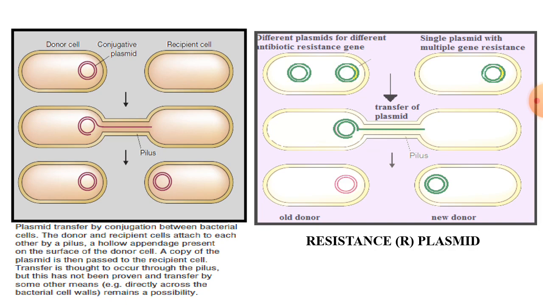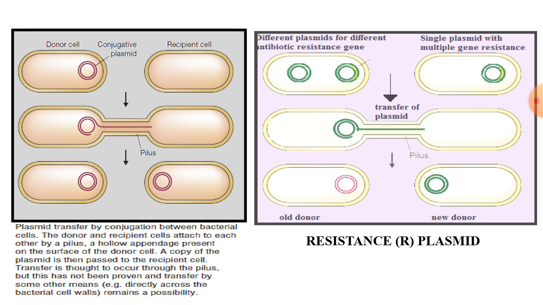The next type of plasmid is the resistance plasmid. Resistance plasmid is a very important plasmid in the field of genetic engineering, as this is the plasmid in which natural antibiotic resistance genes are seen. Many plasmids may be present in a single cell with different resistance genes, like a plasmid for tetracycline resistance and a plasmid for ampicillin resistance.